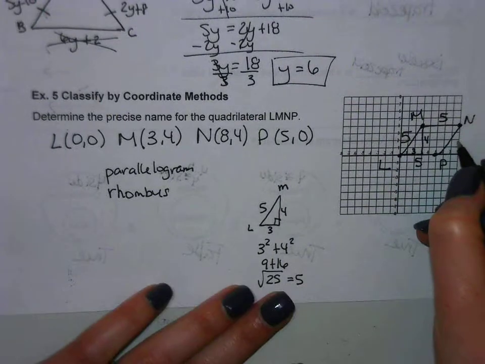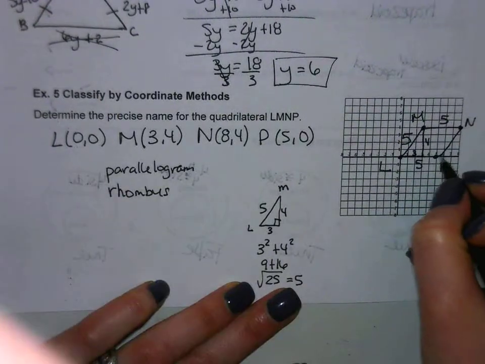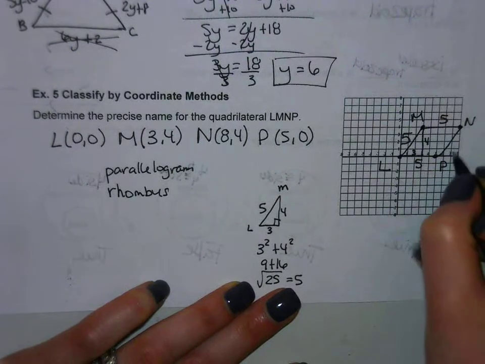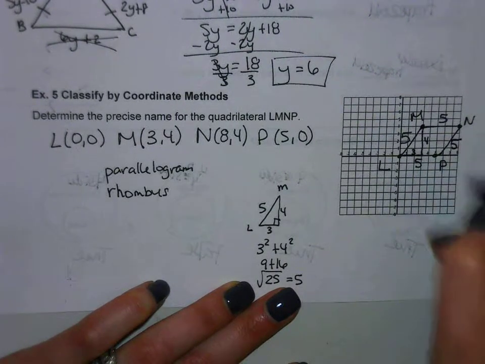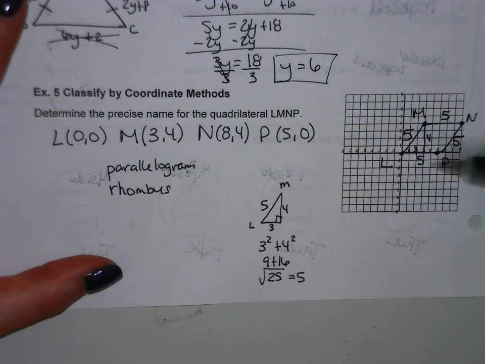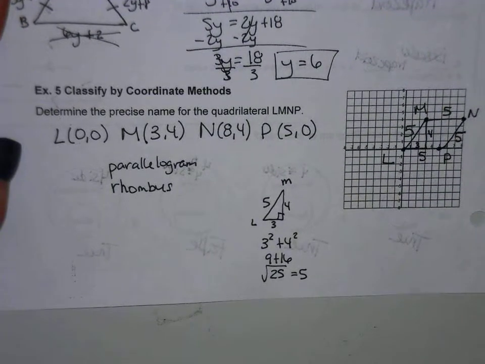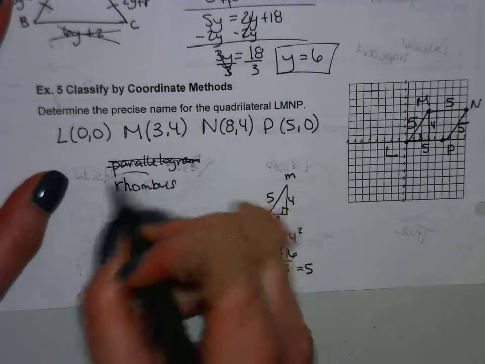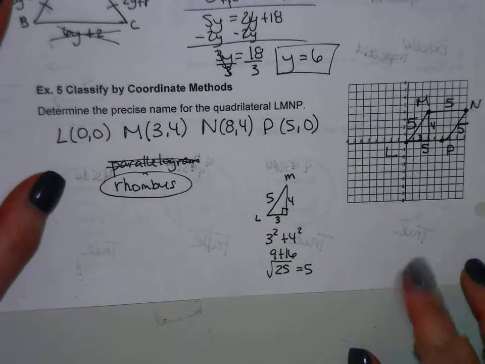And we know this one has to be the same, because if we do the same thing, we end up with a triangle with sides of 3 and 4. So this is also a distance of 5. Since it's parallel and all sides are congruent, our precise name for this quadrilateral is a rhombus.